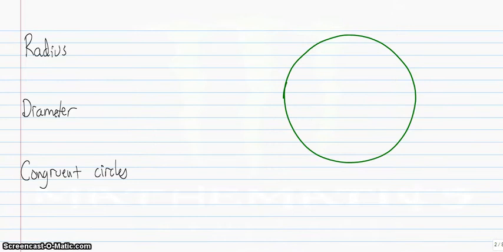Some of the different parts we have in a circle would be the radius. A radius is a segment that goes from the center of a circle to any point on the circle, and what makes the circle unique is that any radius that you draw would be the same. Diameter. Diameter is any segment that has endpoints on the circle and passes through the center of the circle.